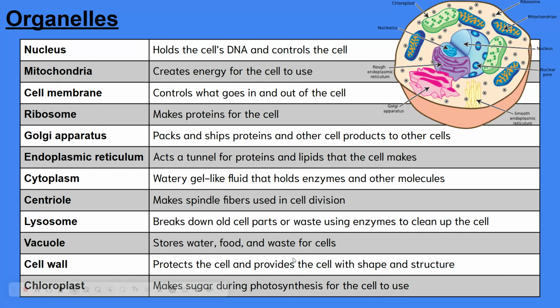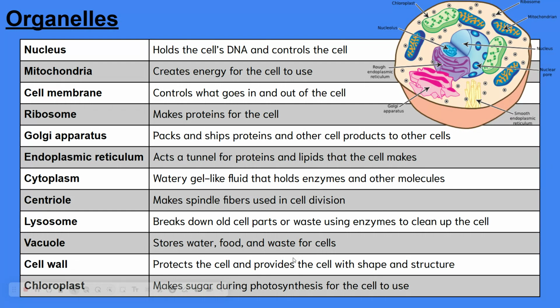Here are the other organelles that we can talk about. So a nucleus is that control center of the cell, and it holds the cell's DNA. Mitochondria creates energy for the cell to use, so that's why it's called the powerhouse. The cell membrane controls what goes in and out of the cell, kind of like a bouncer. Ribosomes make proteins for the cells to use. The Golgi apparatus packs and ships proteins and other cell products to other cells. So sometimes your cell makes something and a different cell needs it, and it gets shipped in something called a vesicle, which is kind of like a box, and it gets shipped by the Golgi.